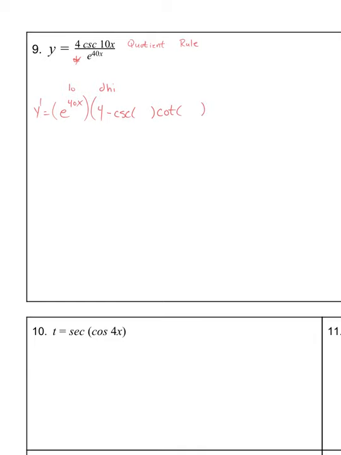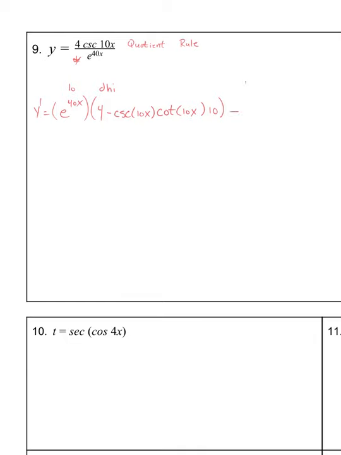We have to put the inner as is in both places. So we put 10x here, and we put 10x here. And don't forget, the derivative of the inner is 10 times 10 on the end. So that whole mess is the derivative of the high function. Again, this is the derivative of the outer, negative cosecant cotangent. The inner as is goes in both places, 10x, 10x, and that's the derivative of the inner.